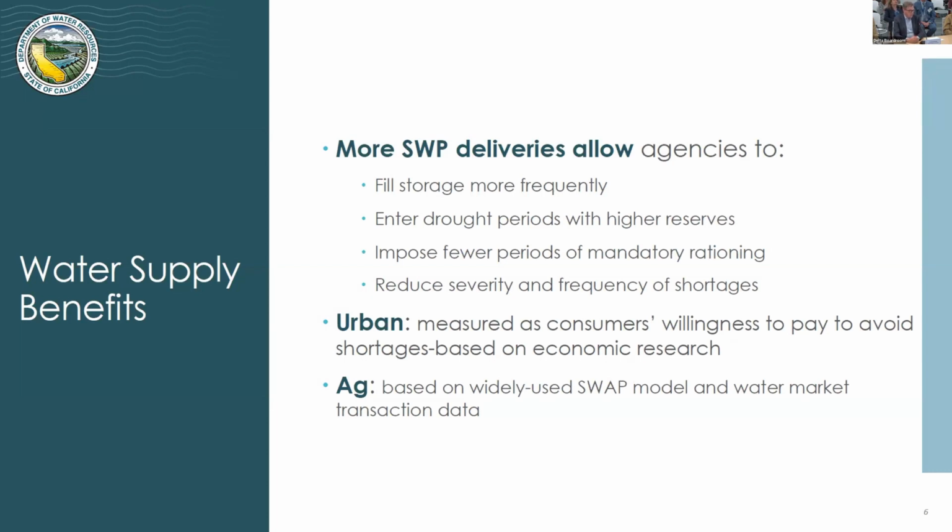In the agricultural sector, we're using a somewhat different approach. Agriculture is a business, and so we're measuring the change in profitability of agriculture with and without the DCP. We have two approaches that we use there. The first is using a very commonly employed economic planning model called SWAP, or the Statewide Agricultural Production Model. It's used for all kinds of things in California. But we also take a look at water market transaction data to get a sense of what farmers are actually willing to pay for extra water supplies in different kinds of hydrologic years.